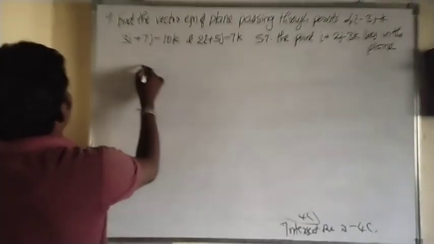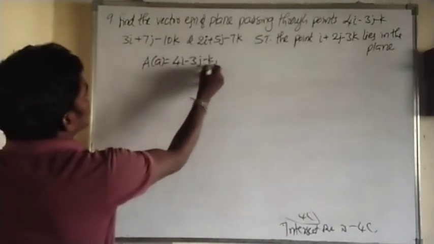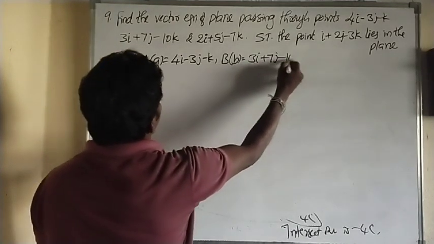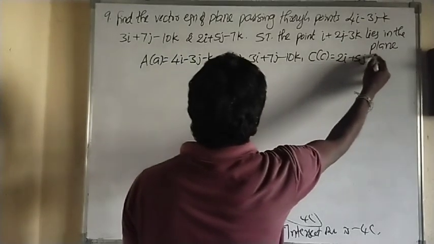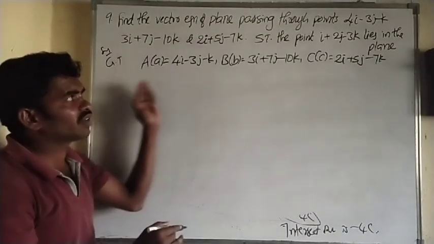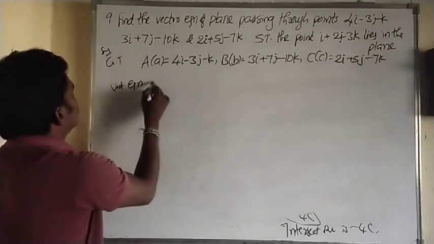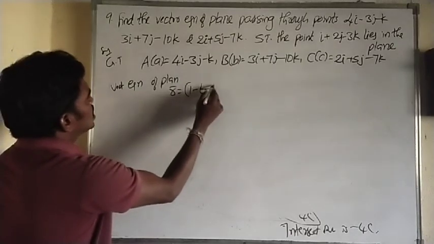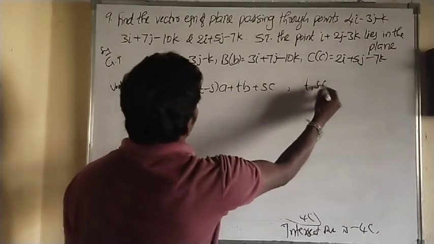So what are the given points? The first one, a, is 4i minus 3j minus 5k. The second point is 3i plus 7j minus 10k. And the third point is 2i plus 5j minus 7k. Okay, this is the given solution. Next we have to find the equation of the plane passing through these points. What is the vector equation? The vector equation of a plane passing through the points is r equals (1 minus t minus s) a plus t b plus s c, where t and s belong to the real numbers.